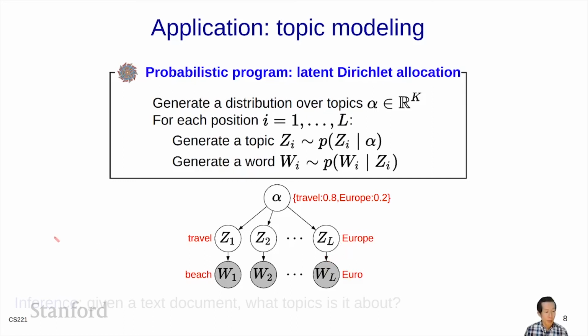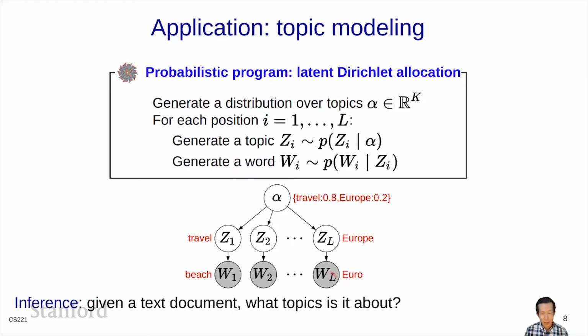Okay, so the typical way you use LDA is that you're given a text document, the words here. What topics is it about? I want to infer what are the topics for each of the words, but also the topic distribution for that.